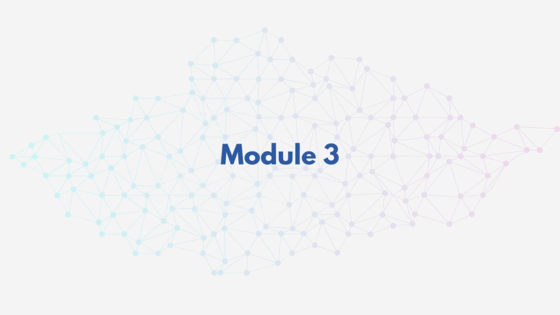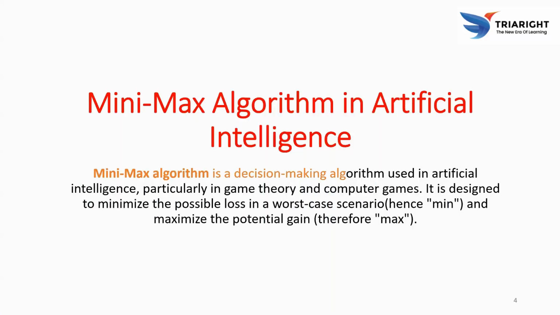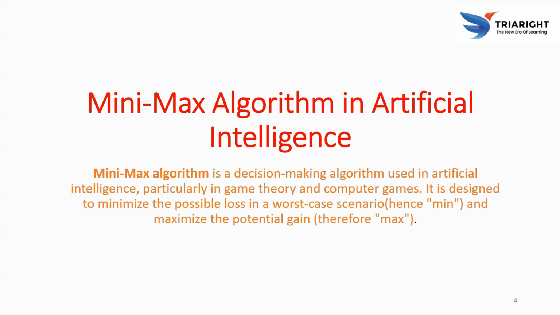In Module 3, we are discussing the Minimax algorithm in artificial intelligence. Let's begin the topic. The Minimax algorithm is a decision-making algorithm used in artificial intelligence, particularly in game theory and computer games. It is designed to minimize the possible loss in a worst case scenario, hence min, and to maximize the potential gain, therefore max.